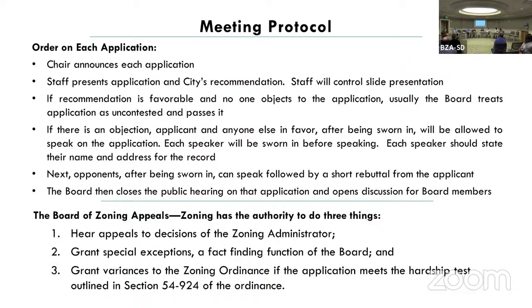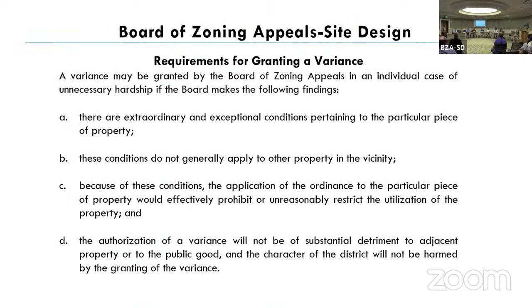We will then close the public hearing portion of the meeting for that particular application and open discussion to the Board of Zoning Appeals members only. We will then make a decision to approve with conditions, or deny the application. The Board of Zoning Appeals Site Design has the authority to do three things. 1, hear appeals to decisions of the zoning administrator. 2, grant special exceptions, the fact-finding function of the board. 3, grant variances to the zoning ordinance if the application meets the hardship test outlined in section 54.924 of the ordinance. The board may deliberate and make a final decision on the matter by a majority vote of members present at the hearing and qualified to vote, provided that not less than a quorum are present and qualified to vote.